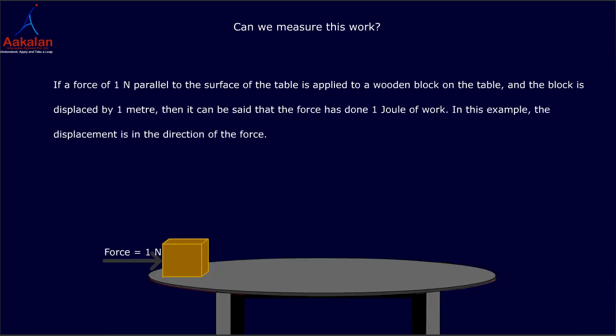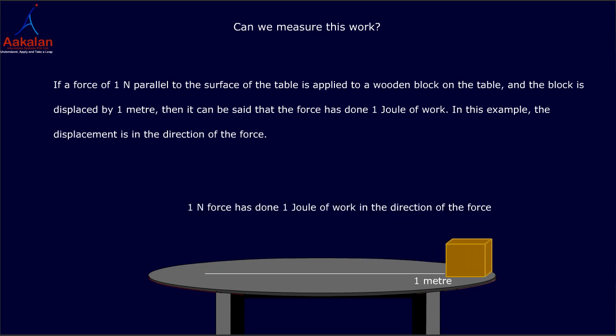If a force of 1 N parallel to the surface of the table is applied to a wooden block on the table and the block is displaced by 1 meter, then it can be said that the force has done 1 joule of work. In this example, the displacement is in the direction of the force.